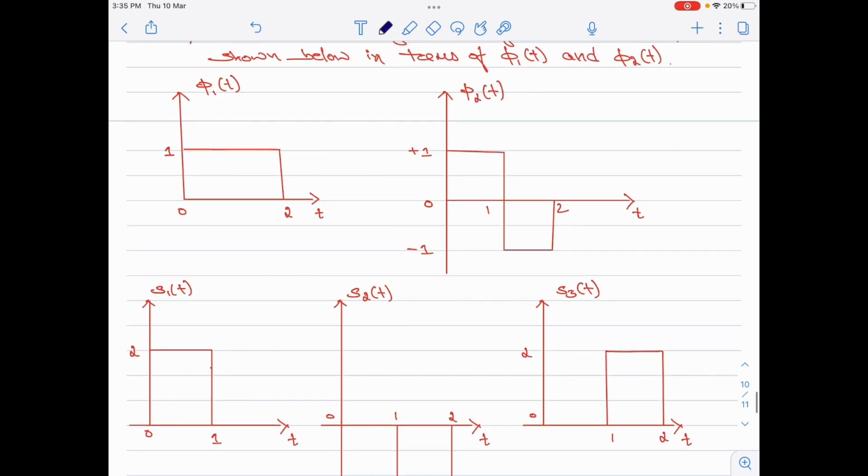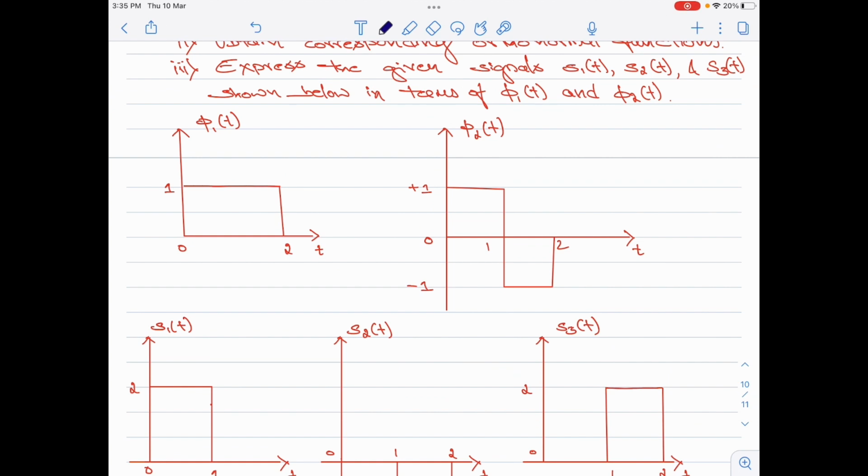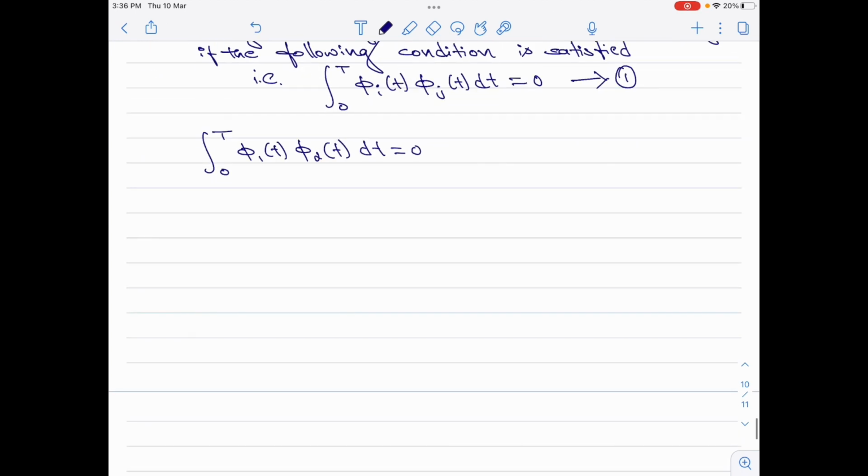If you look at phi2 of t, it is defined with two different amplitude levels, from the values 0 to 1 and 1 to 2. Therefore, now I will split this by taking the interval limits as 0 to 1 phi1 of t into phi2 of t dt plus integral 1 to 2 phi1 of t into phi2 of t dt. Let us try to find what this results in.